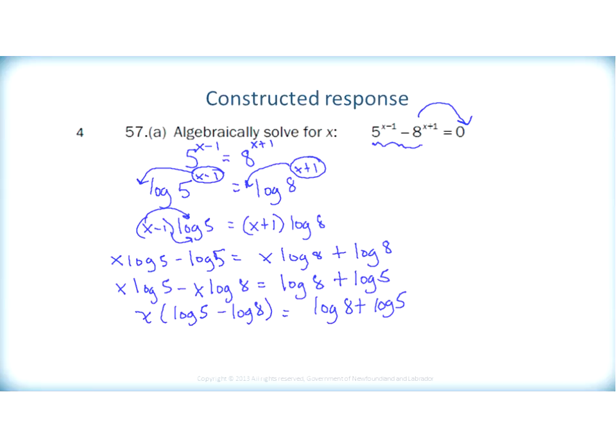Now, since x is multiplying by log 5 subtract log 8, then x will equal log 8 plus log 5 all over log 5 subtract log 8. So when we put this on our calculator, it will give us approximately negative 7.848619.